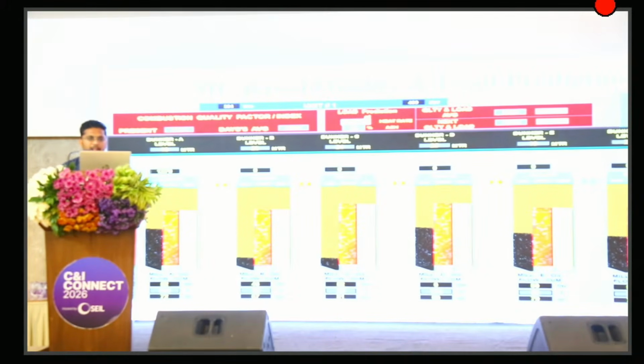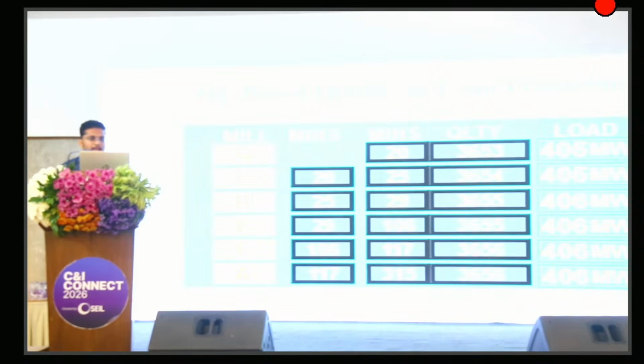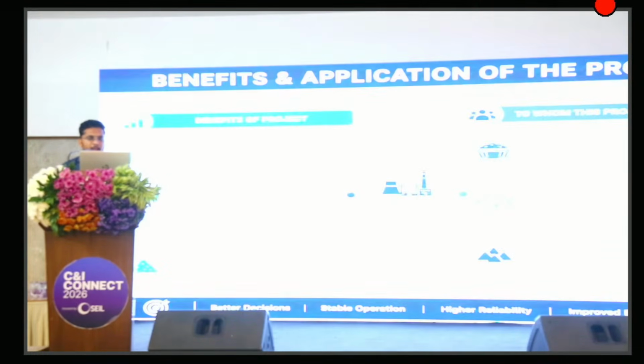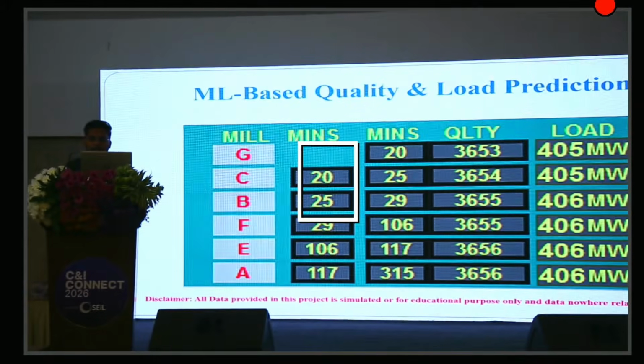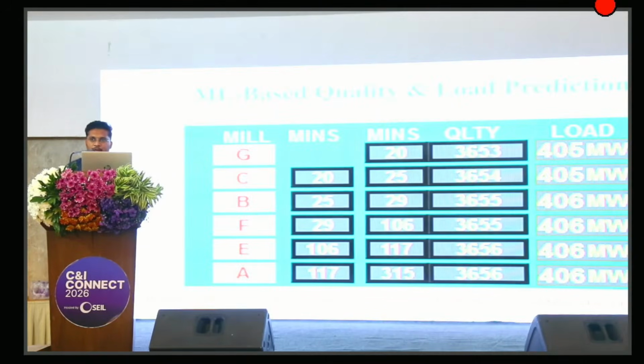So here, this is the load prediction window. Consider mill G, mill C, mill B. Here, if you see, G has the lower level, next level comes B, and next level comes C. After 20 minutes, the quality of coal will change to 3653. The predicted load is 405. So we did all this coal load prediction system in-house only, without the help of any vendors.